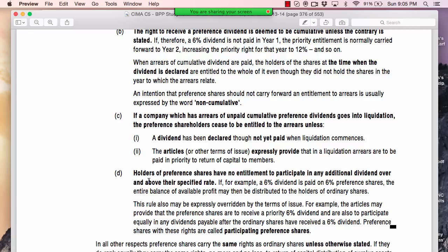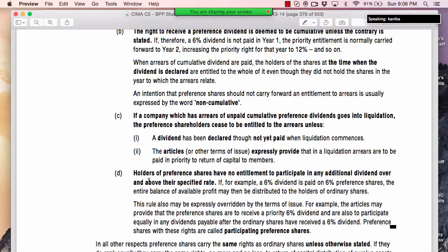In the second situation, the articles expressly provide that in liquidation, arrears need to be paid in priority to return of capital to members. So what it means is before you give your capital back to the members at the time of liquidation, you need to pay the dividends to the members. Oh, so the dividend comes first before the capital? Correct. Yes.